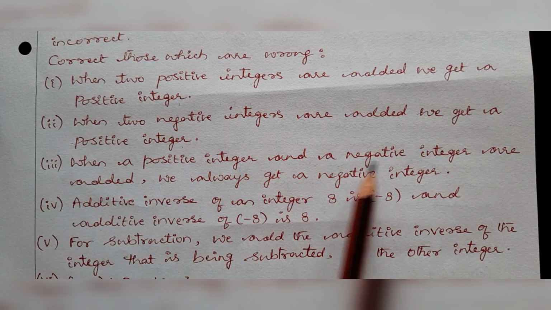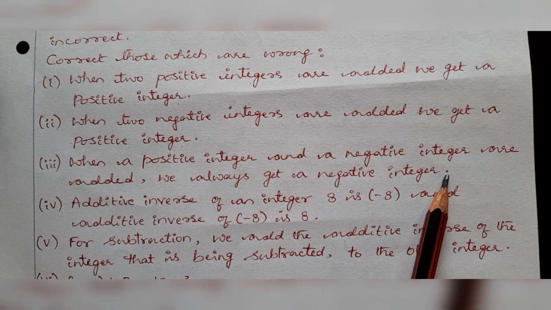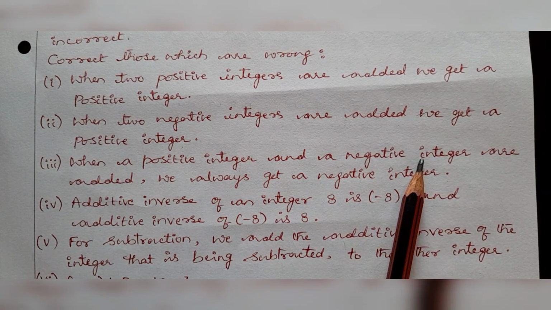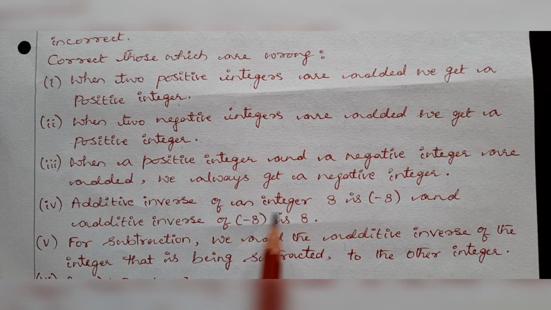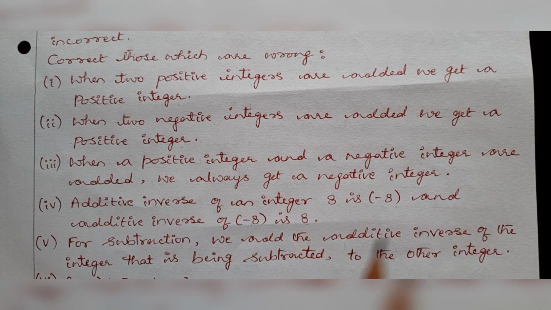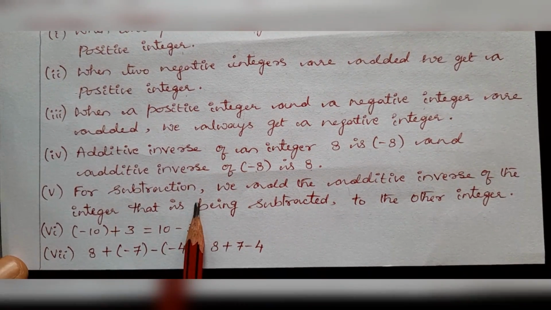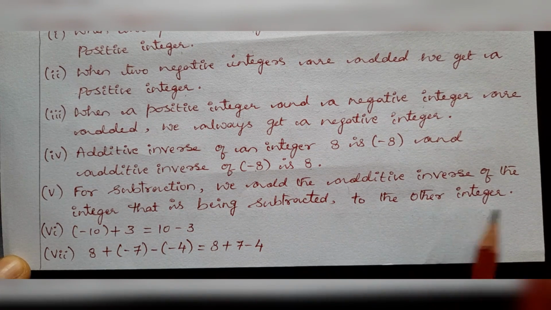When a positive integer and a negative integer are added, we always get a negative integer. It's wrong. Positive integer and negative integer na add maadidre, values bandiruttalla, but sign is different. So which number is bigger anta decide maadi, adra sign anna result alli consider maadthive. Additive inverse of an integer 8 is minus 8, and additive inverse of minus 8 is 8. Correct.